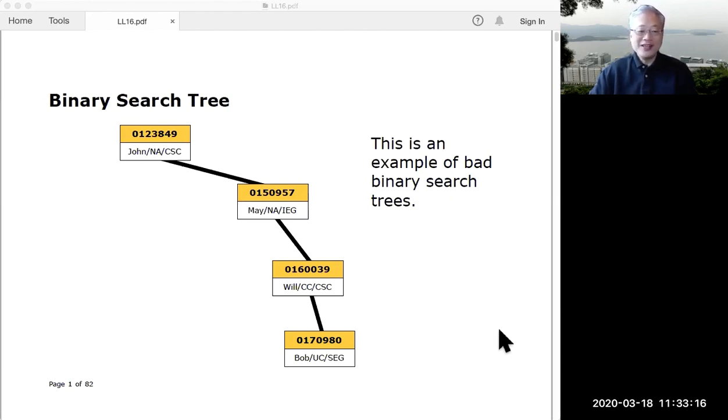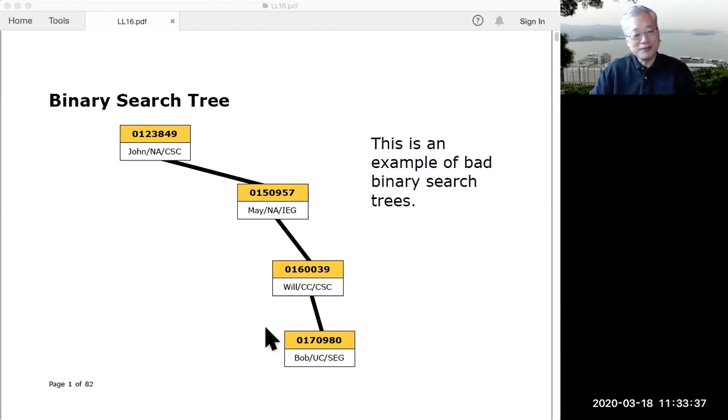Now the problem is we really want to avoid constructing such a binary search tree. But actually, it is not that easy not to construct such a binary search tree. It really depends on our luck. Why do I say that? The reason is very simple.